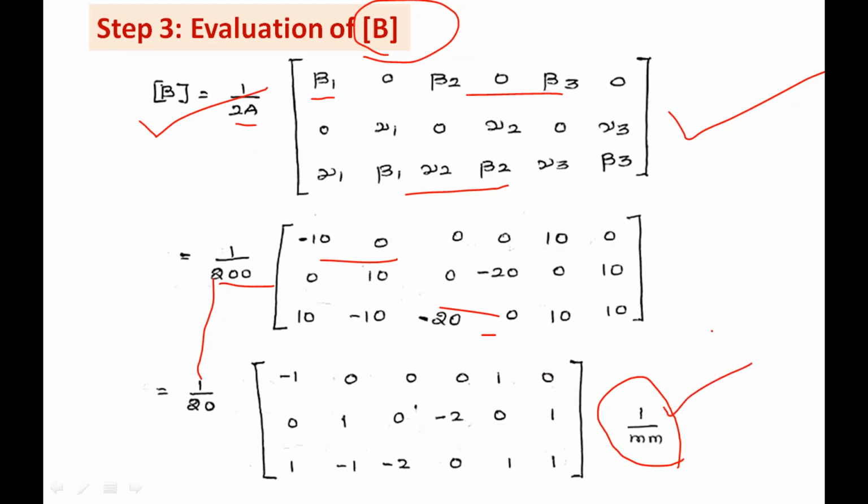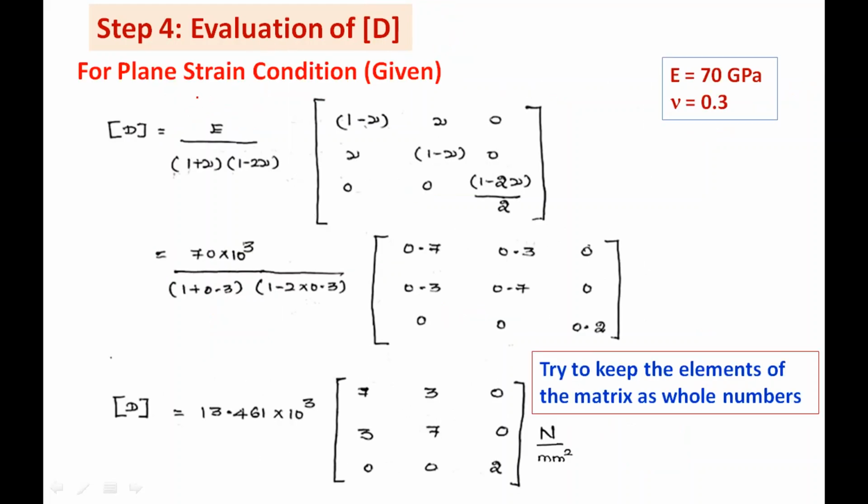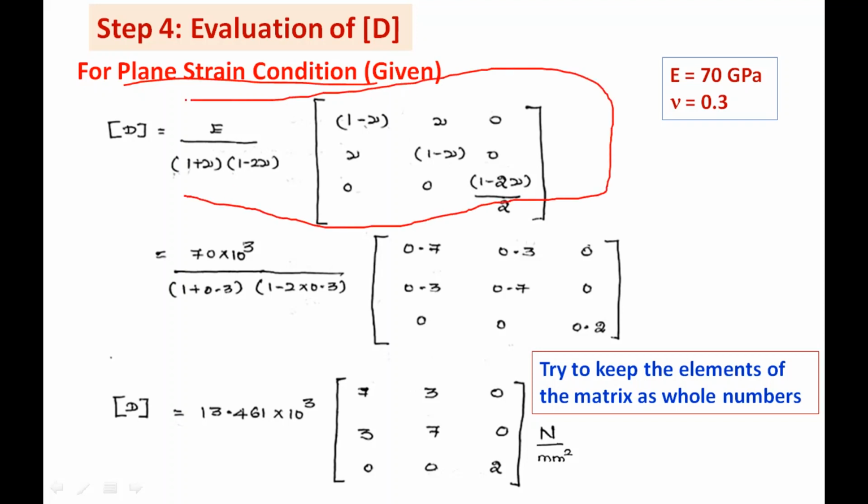Now we have to evaluate the D matrix, the constitutive matrix. In the question it is mentioned that it is plane strain condition, so straight away we can choose the plane strain condition. For the plane strain condition, the constitutive matrix is this one. D is equal to E divided by (1 plus nu)(1 minus 2 nu), times: 1 minus nu, nu, 0, then nu, 1 minus nu, 0, and 0, 0, (1 minus 2 nu) by 2. So we have to remember this matrix.